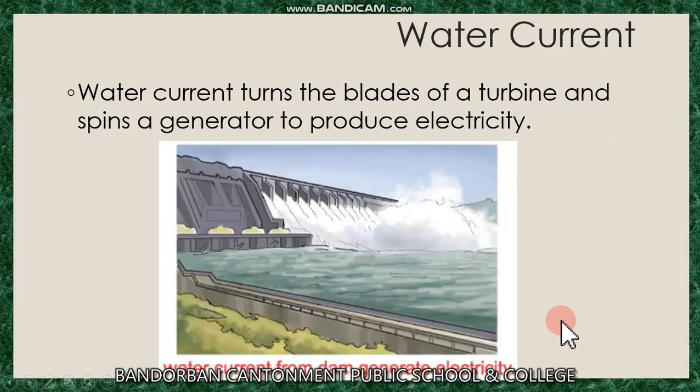Water current. Water current turns the blade of a turbine and spins a generator to produce electricity. This is a water turbine, a water current dam, from the Kaptai hydroelectric water current project.